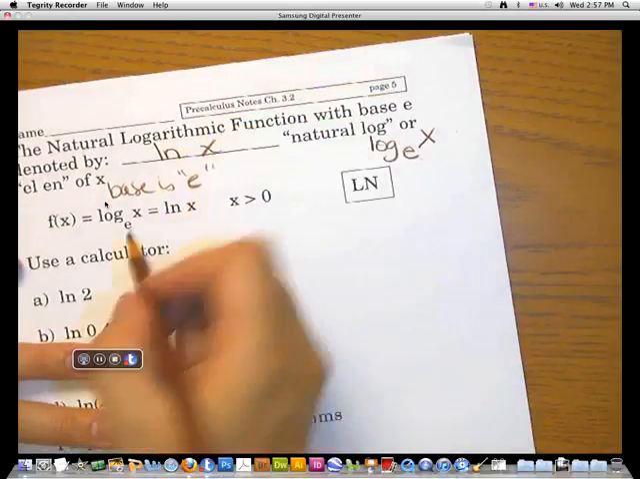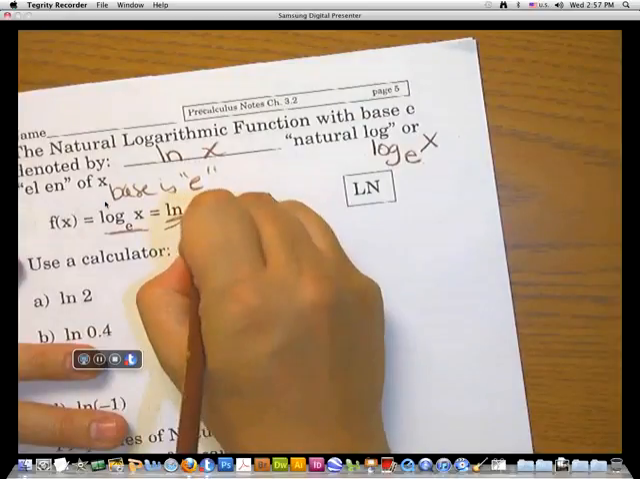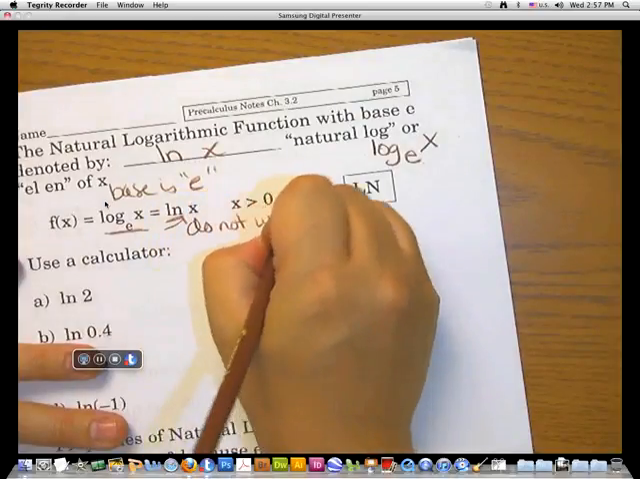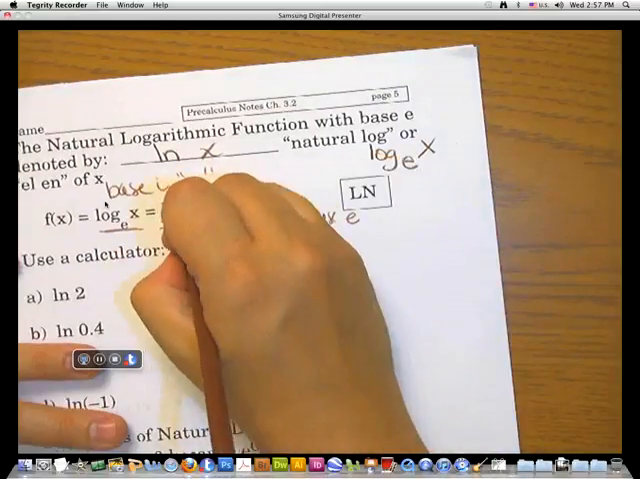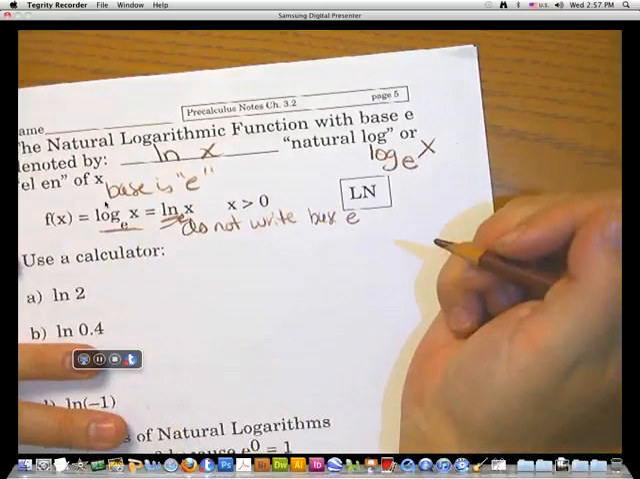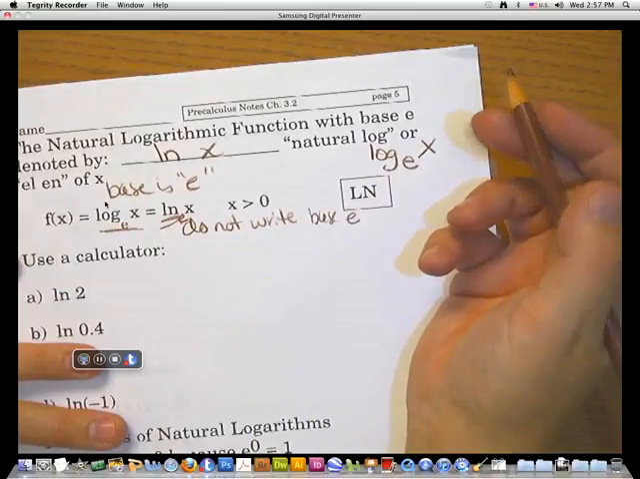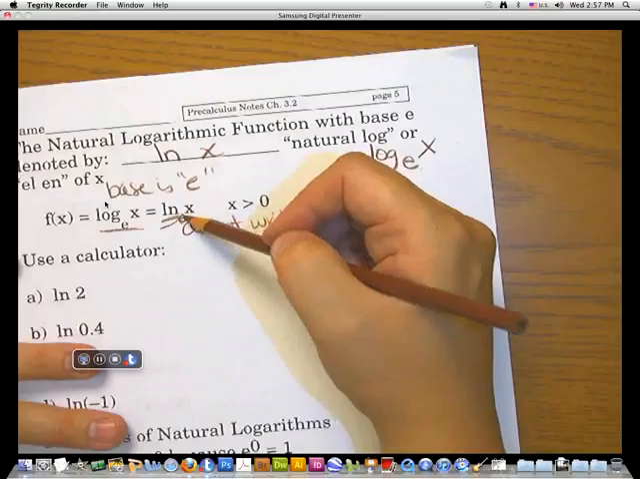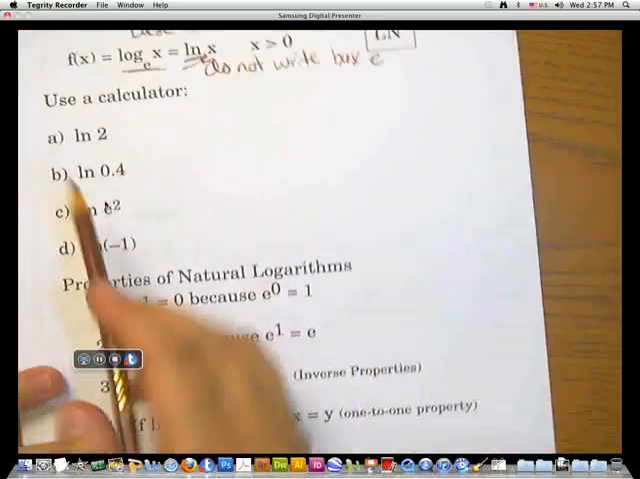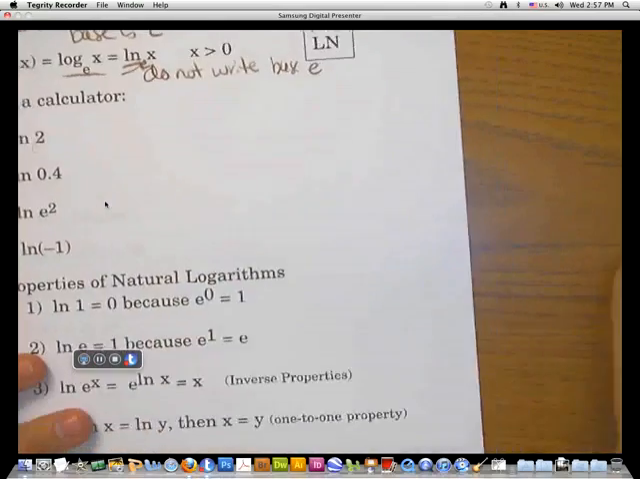But we do not write it. See how log base e becomes natural log, but we do not write the base of e in there. Just like we don't write a 10 in a log, we don't write the base of 10. In an ln, we don't write the base of e. It's already implied. ln is always base e.